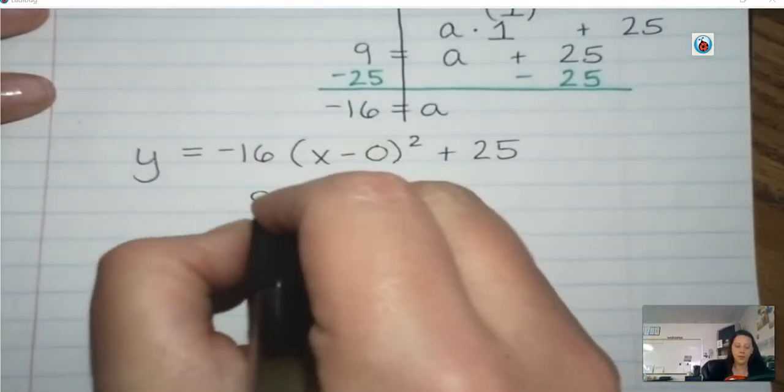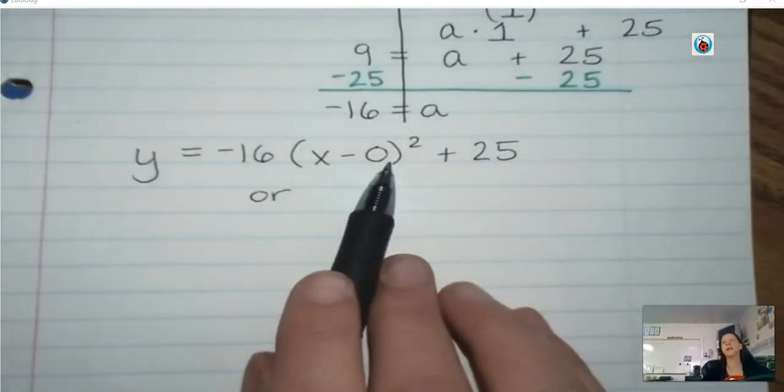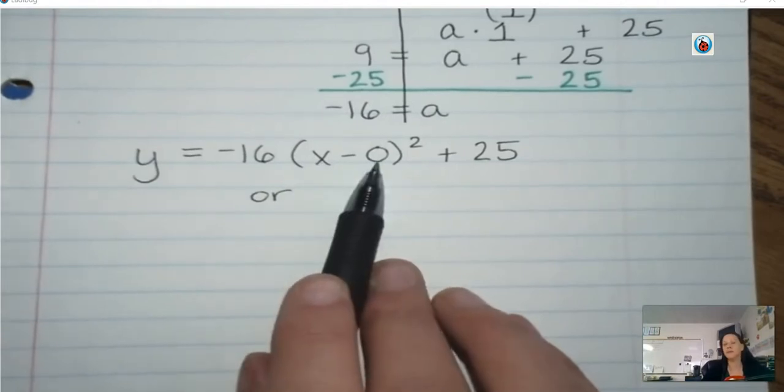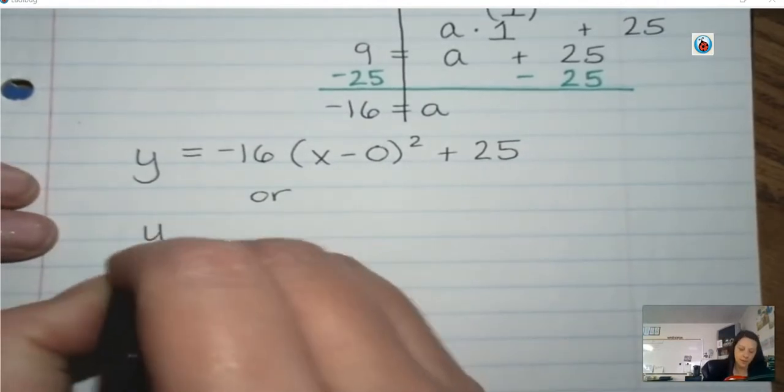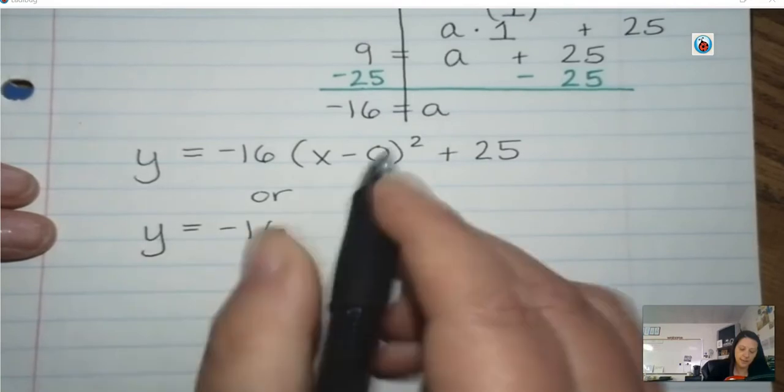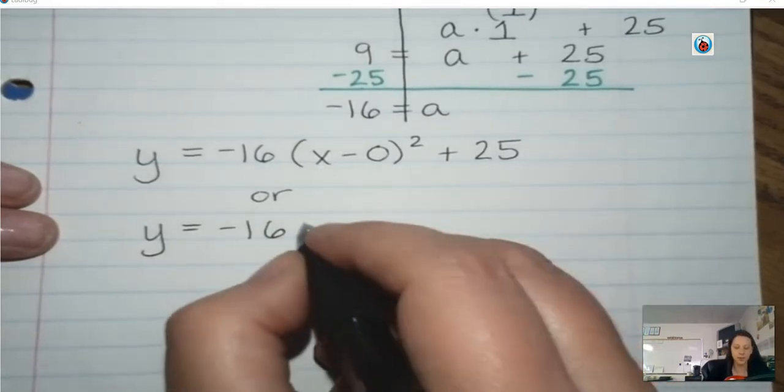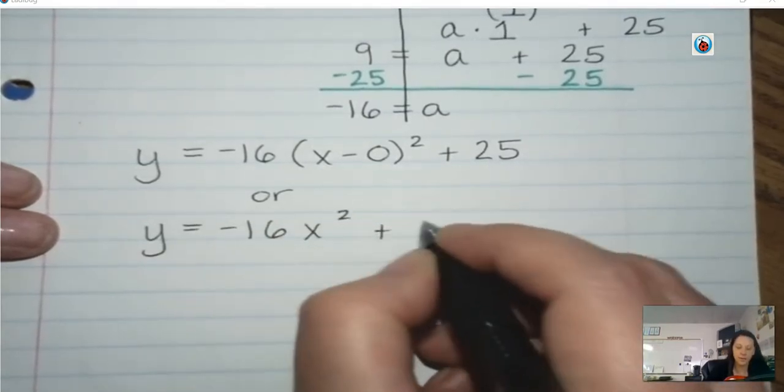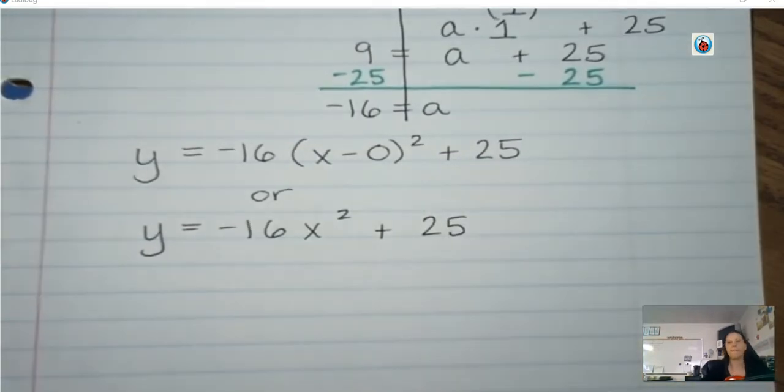Or you can also simplify this, because x minus 0, anything minus 0 is itself. So you can also write it as y equals negative 16, x minus 0 is just x, squared plus 25. I would take either of those. Okay, for example 4b.